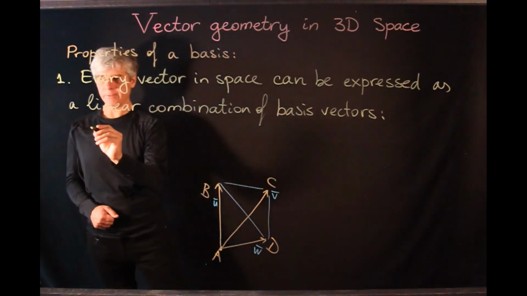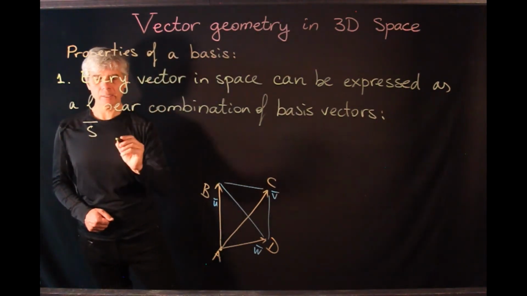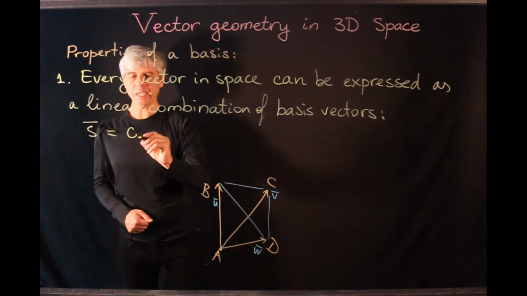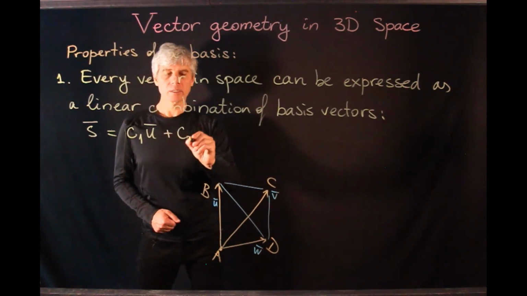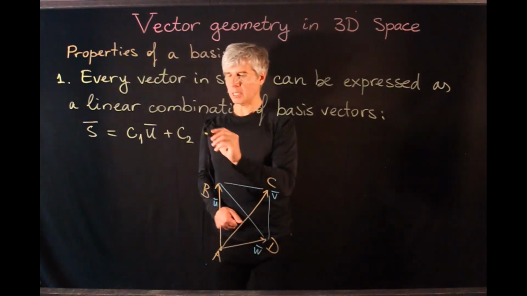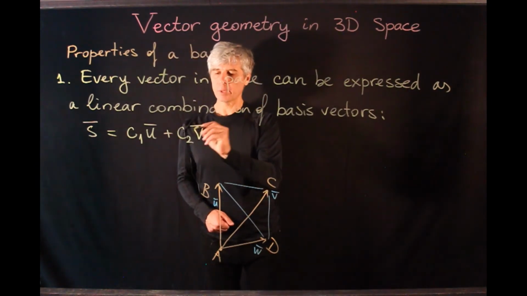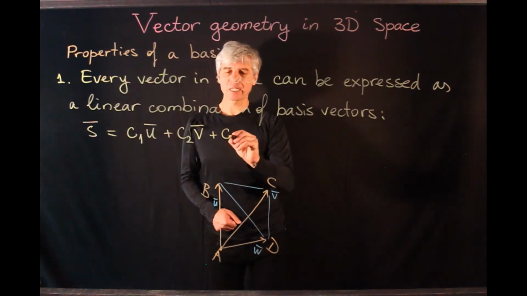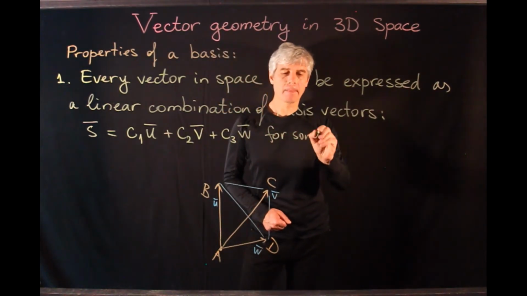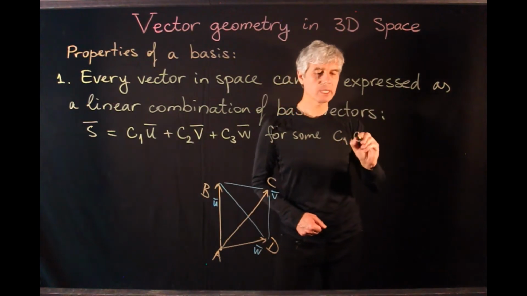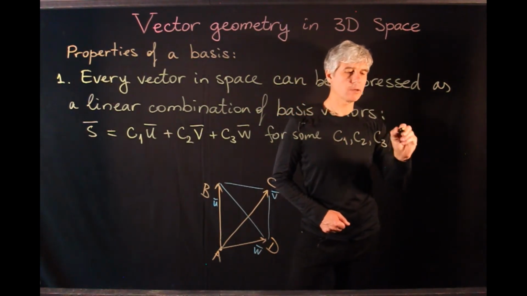So if we have any vector S, then we can find scalars C1, C2, and C3 such that S can be written as C1 times u plus C2 times v plus C3 times w, for some scalars C1, C2, C3, which are real numbers.